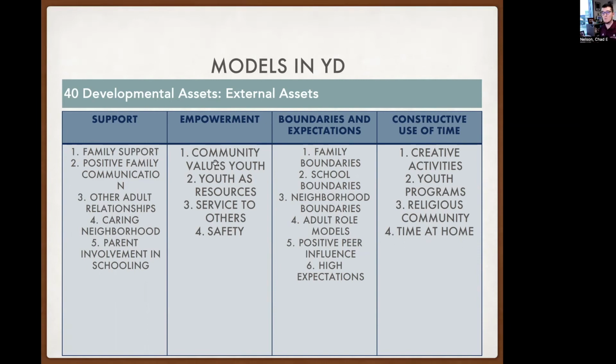So when they go out, people say, hey, it's good to see you, or oh, there's those teenagers again. Safety is a critical piece. Boundaries and expectations through family, school, neighborhood, adult role models, constructive use of time. So are they participating in creative activities, religious community, time at home? These types of things are very, very important in regards to a young person being able to thrive.